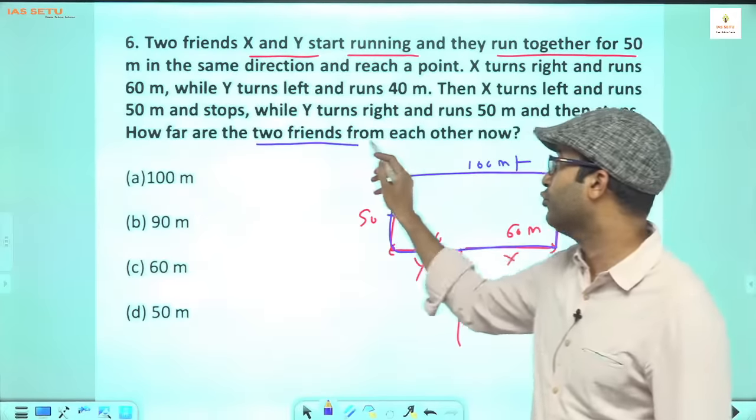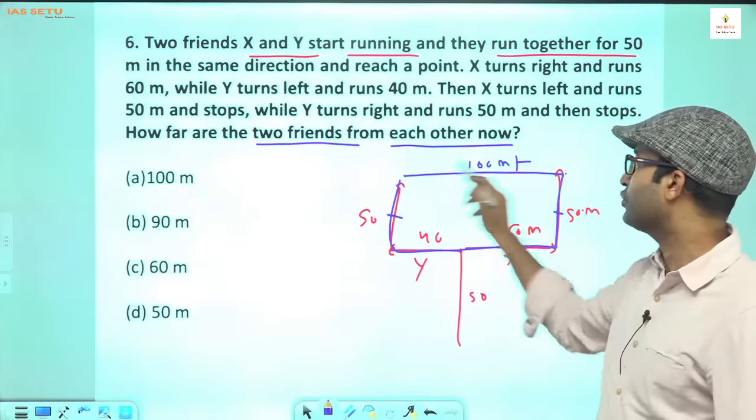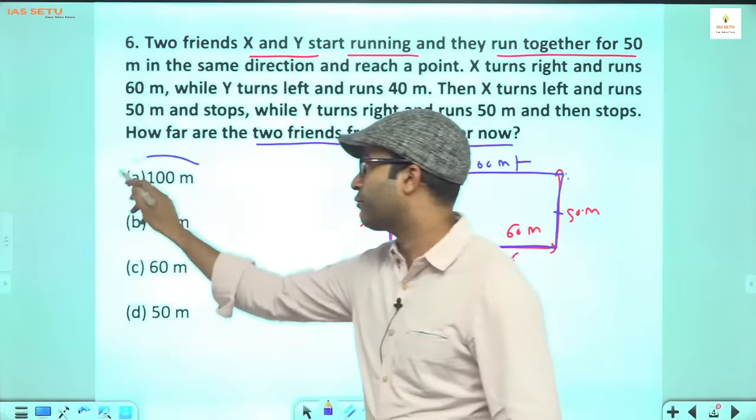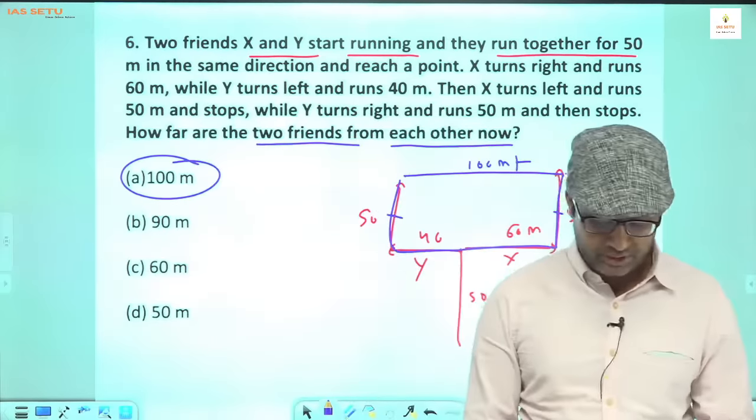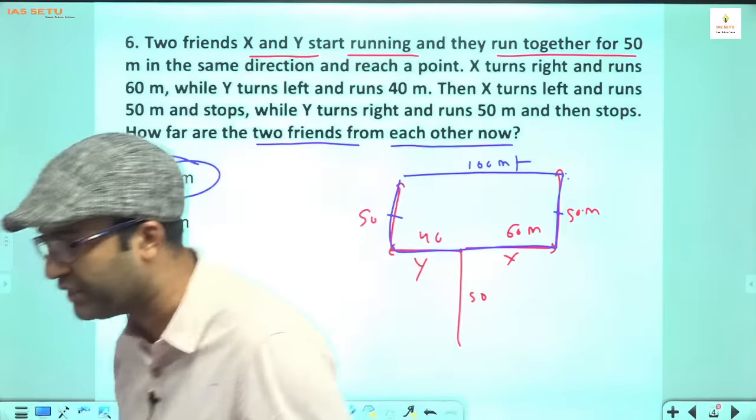How far are the two friends from each other now? So they are 100 meters far from each other. So for question number 6, the answer is 100 meters.